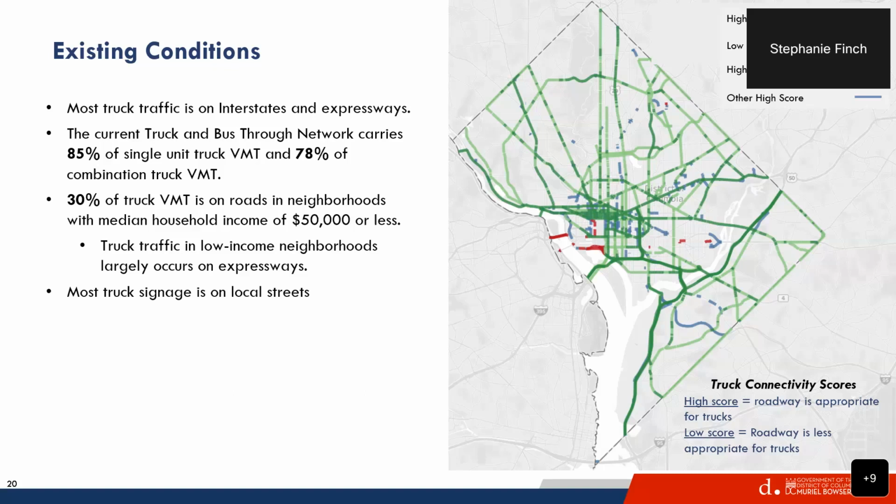But we also found that 30% of that truck volume is on roads in neighborhoods with a median household income of $50,000 or less. And that truck traffic in low volume neighborhoods is occurring on expressways, especially the 295 corridor. But on the other hand, even though most truck traffic is on interstates and the through network, most of the truck signage, this restriction signage, is on local streets.